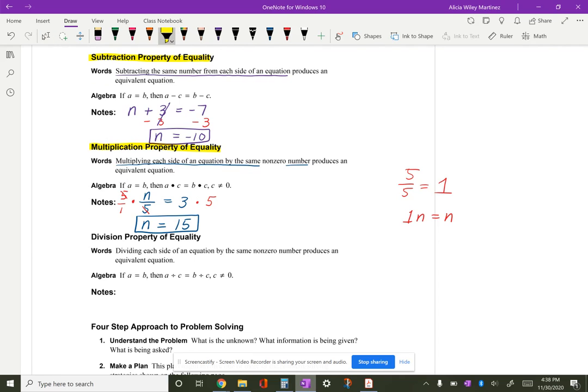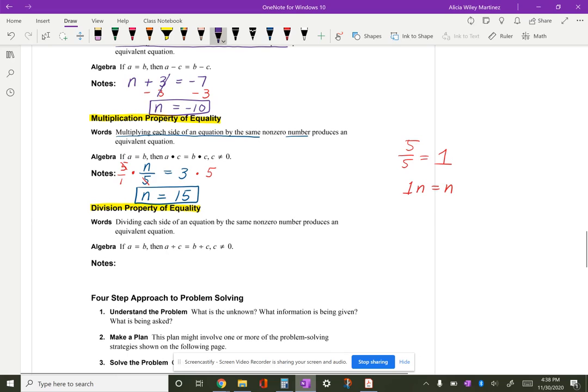The next is the division property of equality. The division property of equality is the idea of dividing each side of an equation by the same number. So an example of that could be something like negative 3x equals 9.